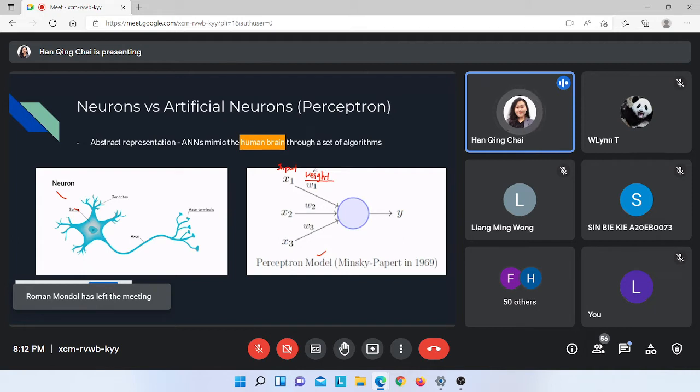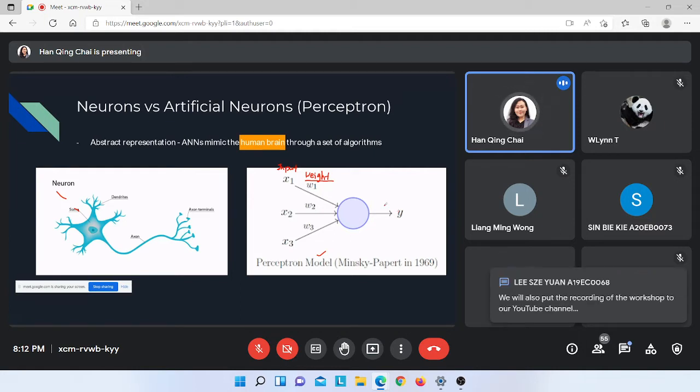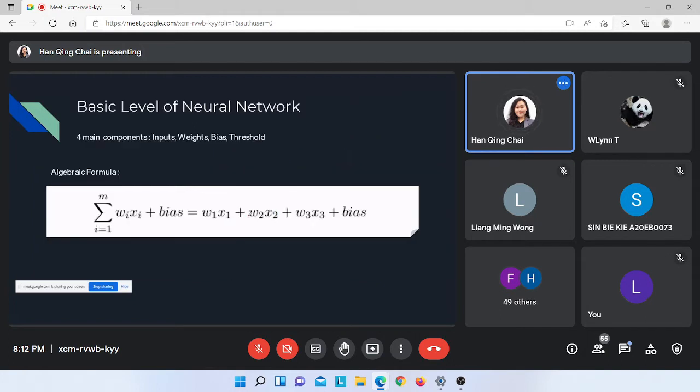So let's say we're trying to move our hand. Our brain sends an input signal, and if some conditions are met, the output is that humans like us can actually move our hand. This is just an abstract representation. I want you to use this concept of the human brain neuron to understand the neural network all the way through to the deep learning part, because it will be applied throughout.